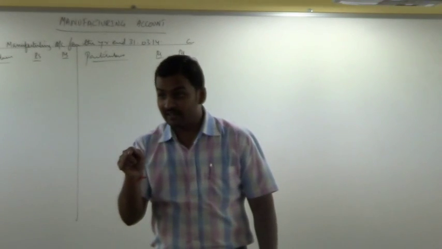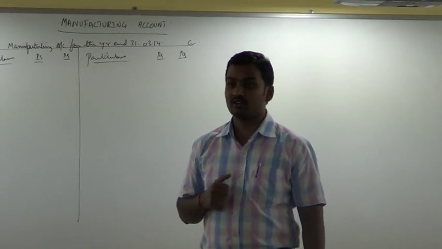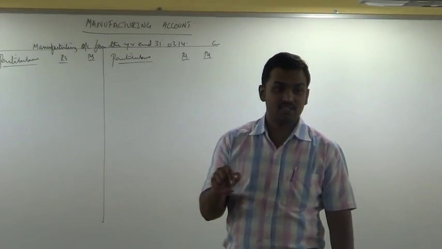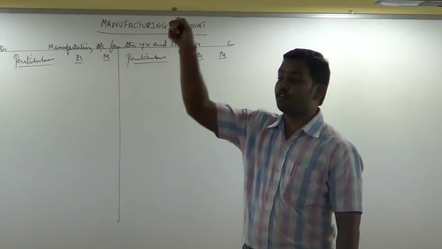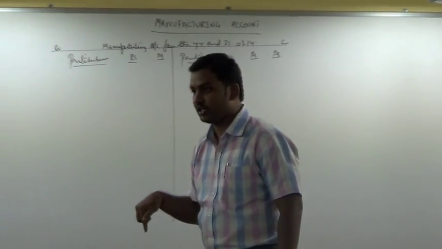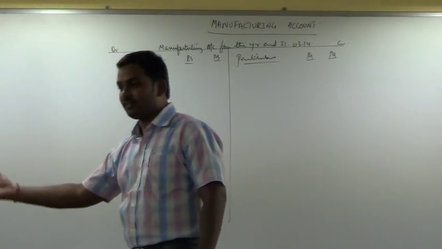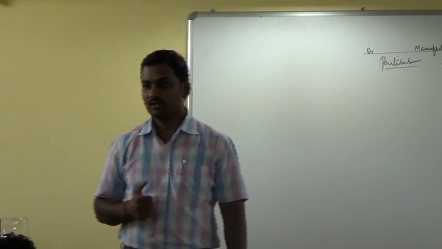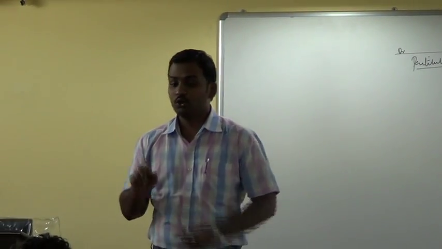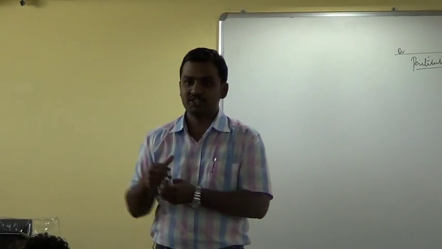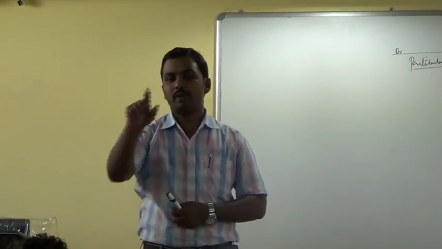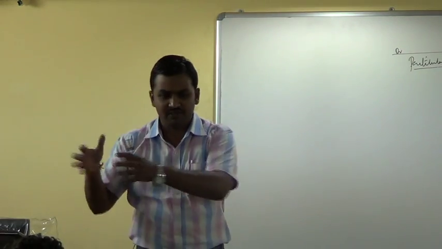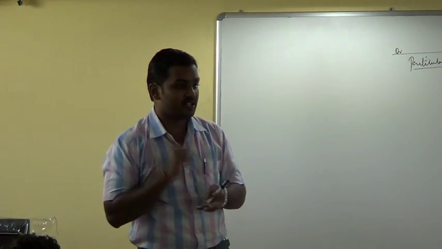Opening stock, add, you don't have purchases of finished goods here. Instead of purchases, we have to add the cost of production of finished goods produced during the year, and subtract the value of closing stock of finished goods to calculate cost of goods sold. When you purchase goods, you know the cost. The seller will tell you to pay 100 rupees per product, or 500 rupees per product.